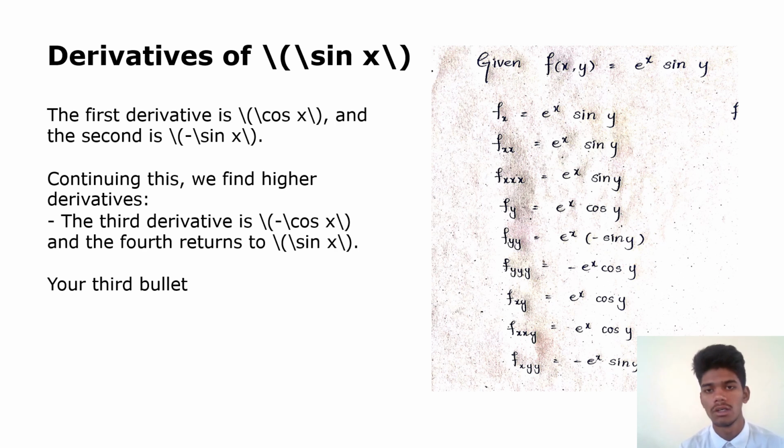Here is an example. Given f of x comma y is equal to e power x sin y: fx is equal to e power x sin y, fxx is equal to e power x sin y, fxxx is equal to e power x sin y, fy is equal to e power x cos y, fyy is equal to minus e power x sin y, fyyy is equal to minus e power x cos y, fxy is equal to e power x cos y, fxxy is equal to e power x cos y, fxyy is equal to minus e power x sin y.